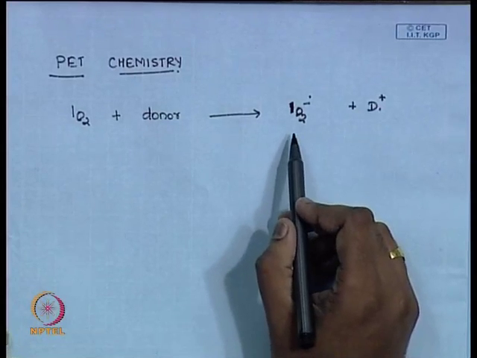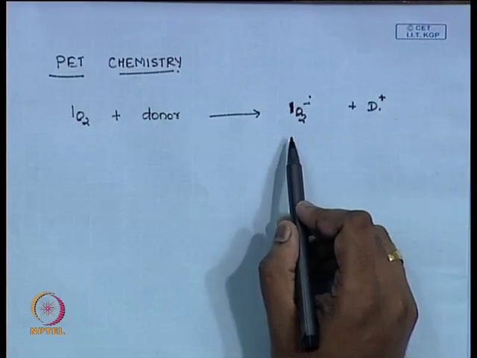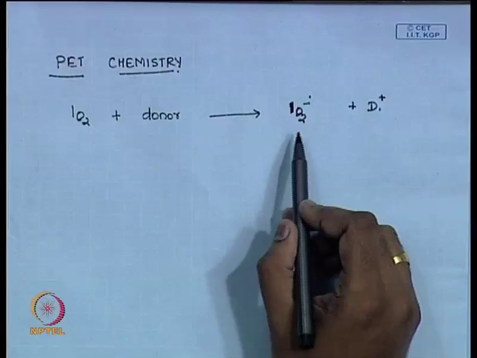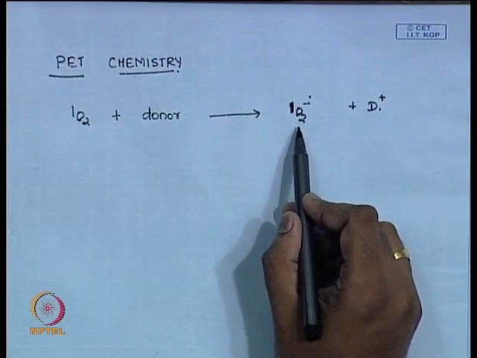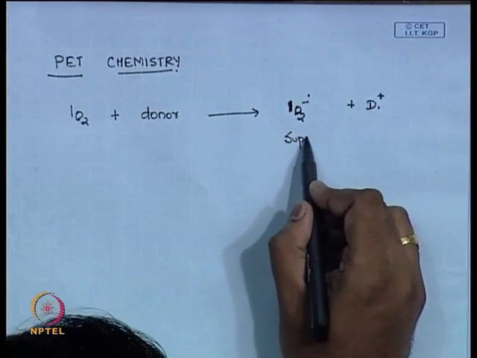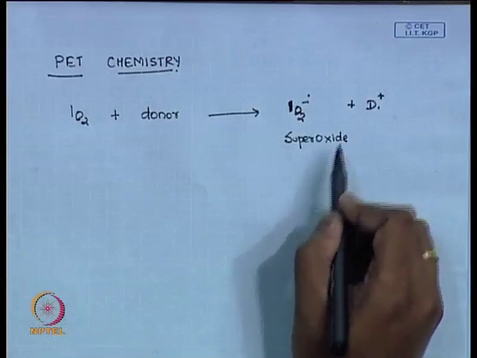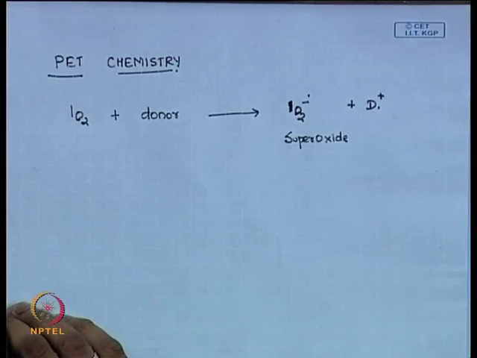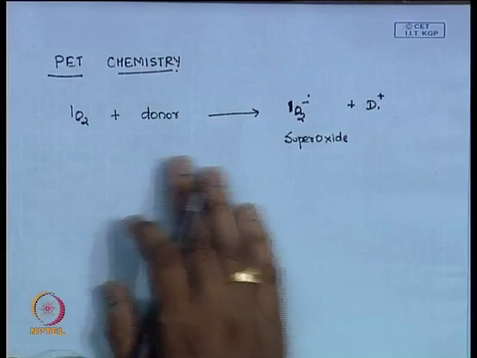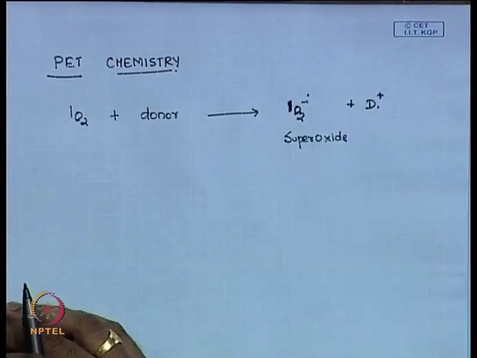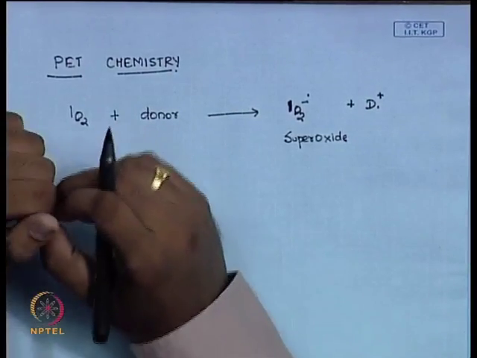What do you call this? Very famous compound. Yeah, this is superoxide, a highly reactive species. You take singlet oxygen plus your donor, you get your superoxide. Now I want to ask where this chemistry is used. I have studied this chemistry, it has a lot of applications. This particular superoxide.